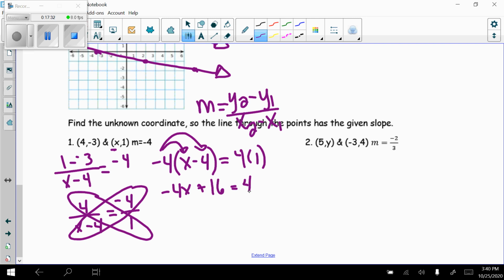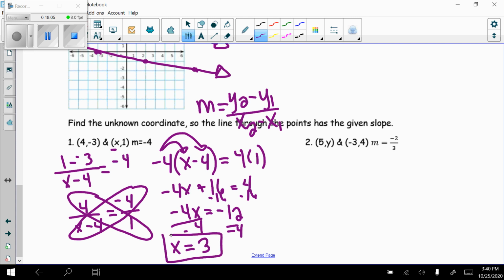I'm solving for x, so now it's a basic algebraic equation. So subtract 16 from both sides. So negative 4x equals, so when I subtract 16, 4 minus 16 gives me negative 12. Now again, to get the x by itself, I need to get rid of the negative 4. It says negative 4 times, so the opposite of multiplication, division. So divide both sides by negative 4. Now I get x is equal to negative 12 divided by negative 4, which is a positive 3. So x is positive 3.